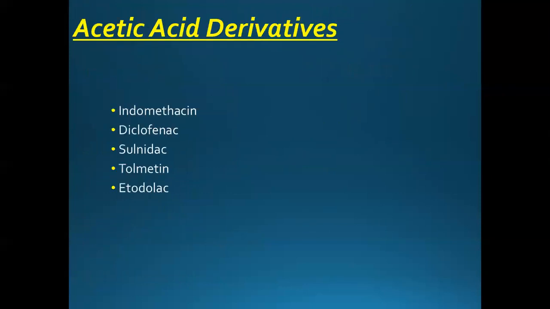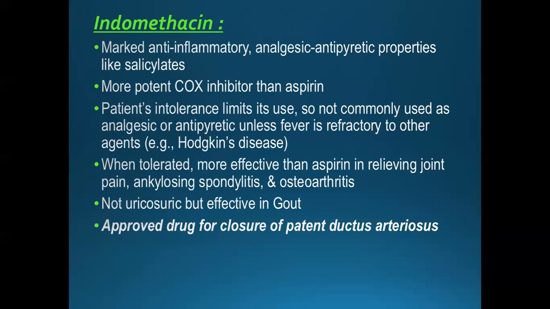Then we have acetic acid derivatives. Acetic acid derivatives mainly include indomethacin, diclofenac, sulindac, etodolac, and ketorolac. Indomethacin is a marked anti-inflammatory drug, and it is a more potent COX inhibitor than aspirin. Patient intolerance limits its use. Patients usually do not tolerate indomethacin, so it is not commonly used as an analgesic or antipyretic unless fever is refractory to other agents, like in Hodgkin disease. When tolerated, it is more effective than aspirin in relieving joint pain in ankylosing spondylitis and osteoarthritis. It is not uricosuric but is effective in gout. It is an approved drug for closure of patent ductus arteriosus.